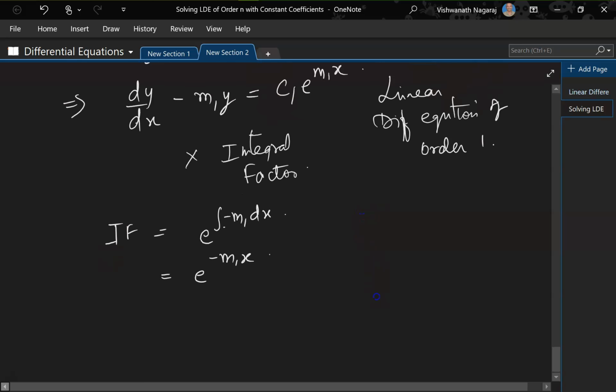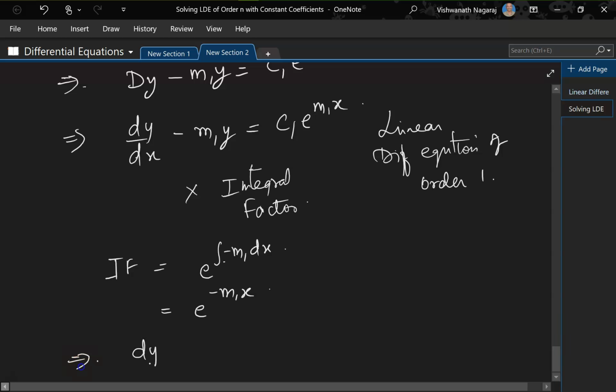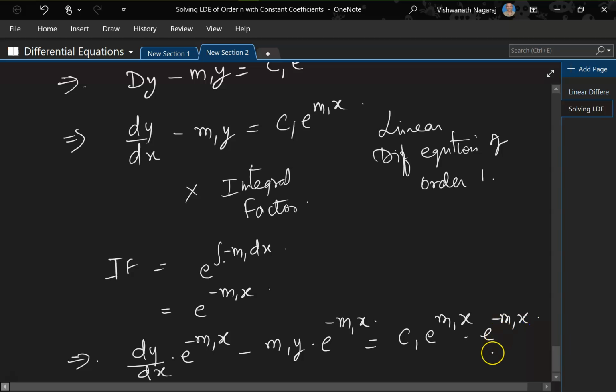So now let's multiply both the sides by this integrating factor: dy by dx times e to the power of minus m1x minus m1y times e to the power of minus m1x is equal to c1 e to the power of m1x times e to the power of minus m1x. This is nothing but 1 by e to the power of m1x. So this and this get cancelled.